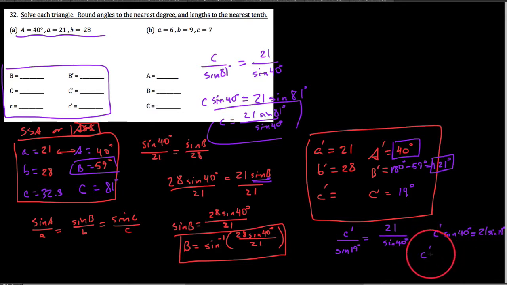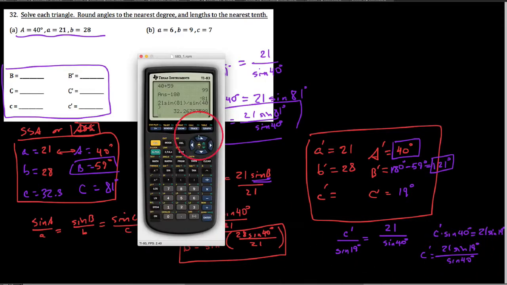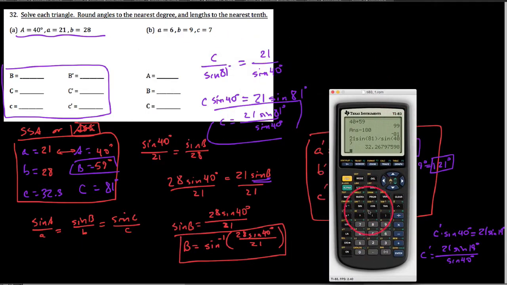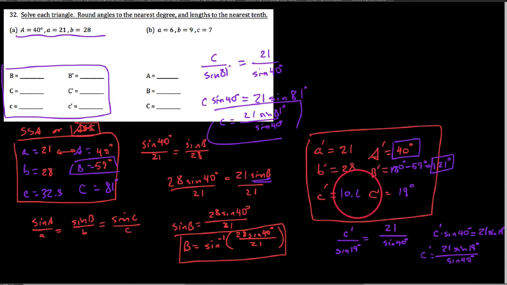Solving for c prime this time, we would get 21 sine of 19 degrees over the sine of 40 degrees. And so in our second possible triangle, we'll evaluate this: 21 sine of 19, divided by the sine of 40 degrees. What we get instead is about a 10.6 unit side length here. So you have to solve for both of your triangles.